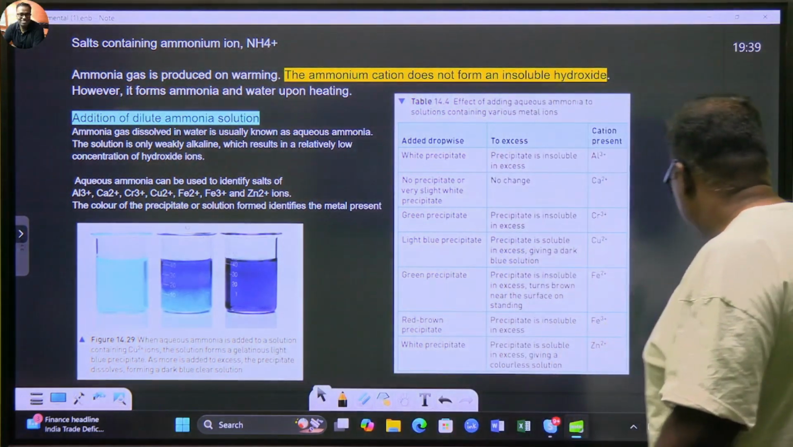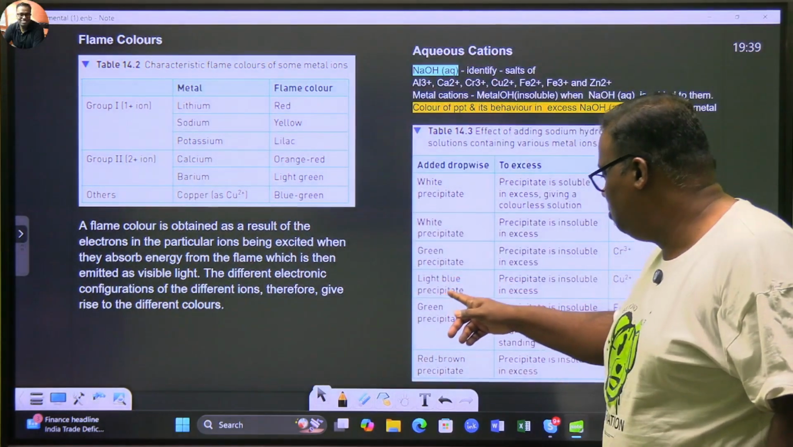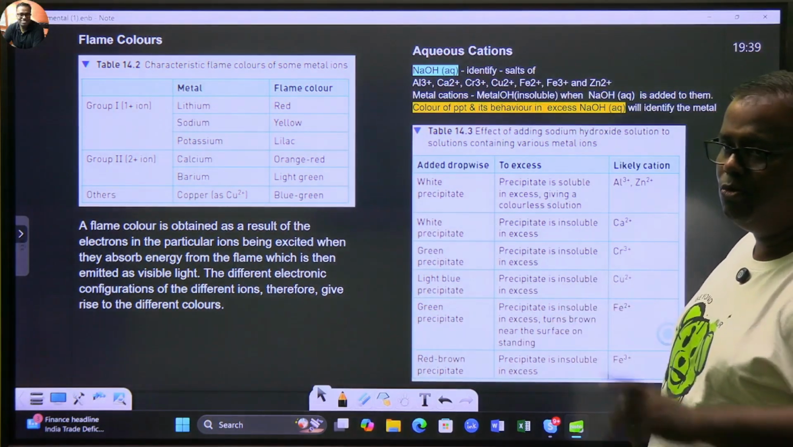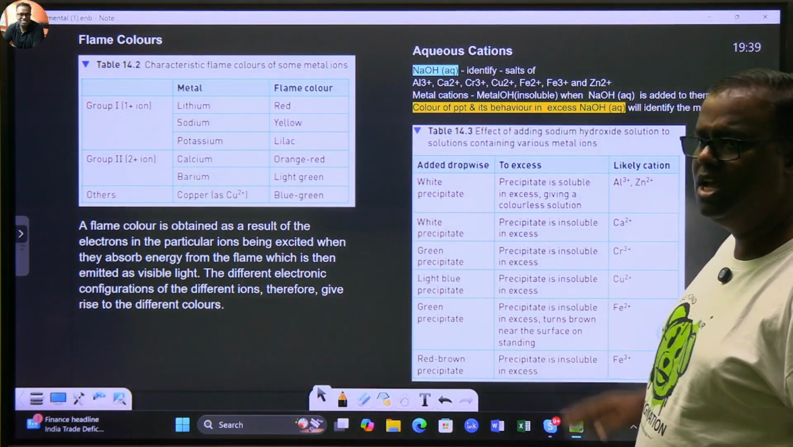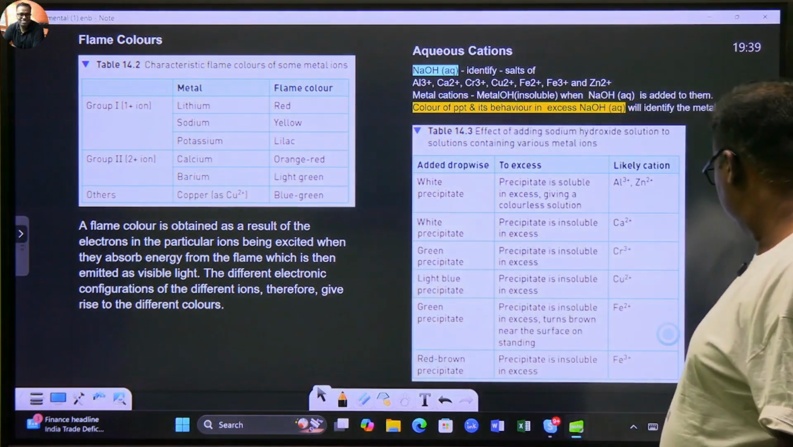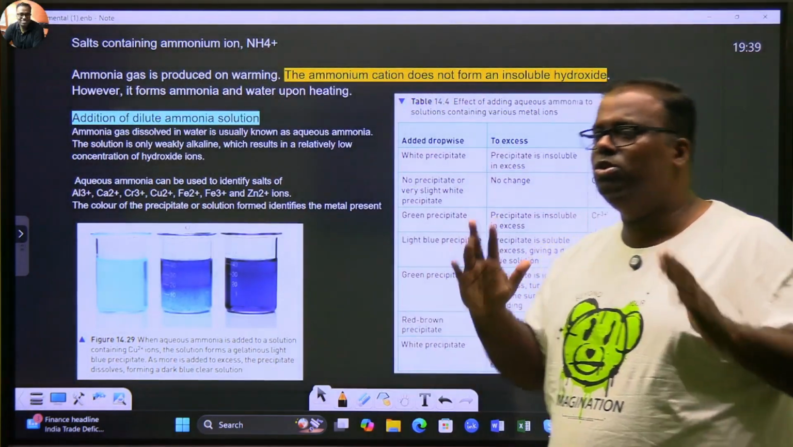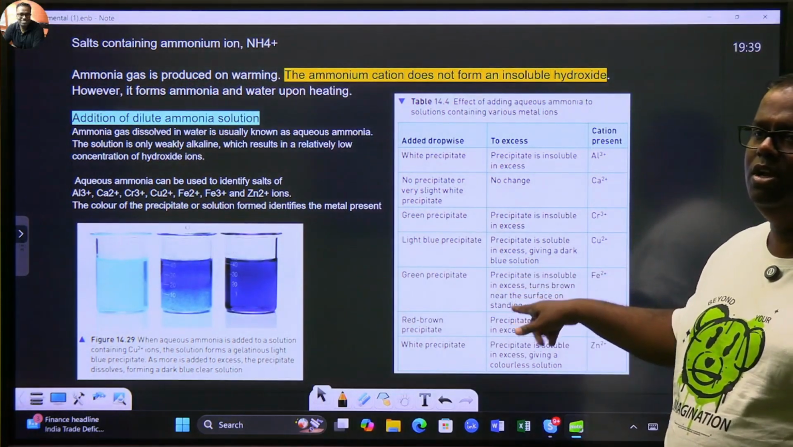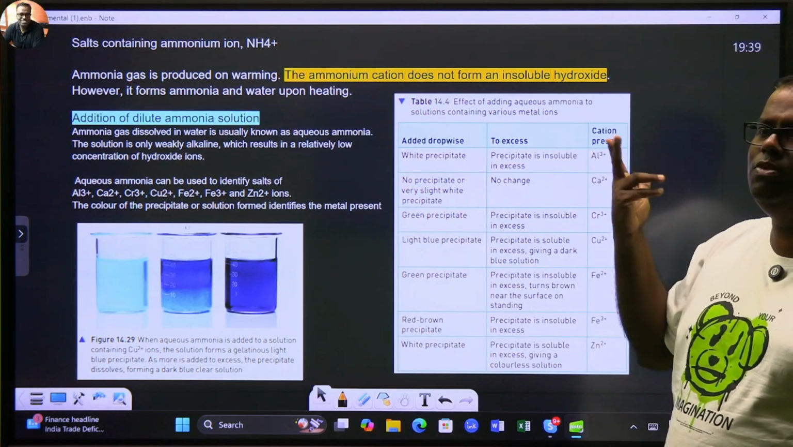I again go back to the previous slide. Light blue precipitate with sodium hydroxide, insoluble in excess. What will I write if I perform this test first? I will write copper may be present. And if you want to test for copper, which one should you test? I will test this one. Why should you test that one? That one anyway doesn't confirm it.